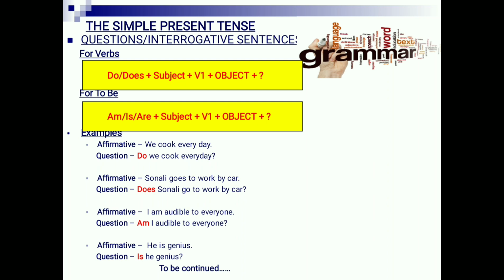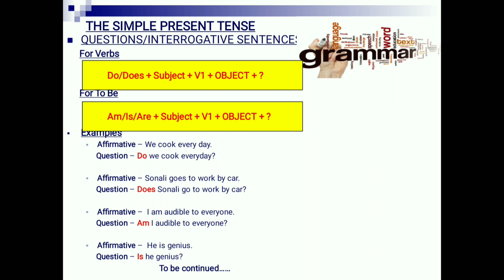I am telling it again and again because many students make mistakes here. You have to concentrate on which verb is there in the sentence, then after observing the subject you have to decide which helping verb will come here, do or does. Here the subject is we, that's why we are using do. So do comes first, then subject we, cook every day, and last we have to give a question mark. This becomes a verbal question. Do we cook every day?